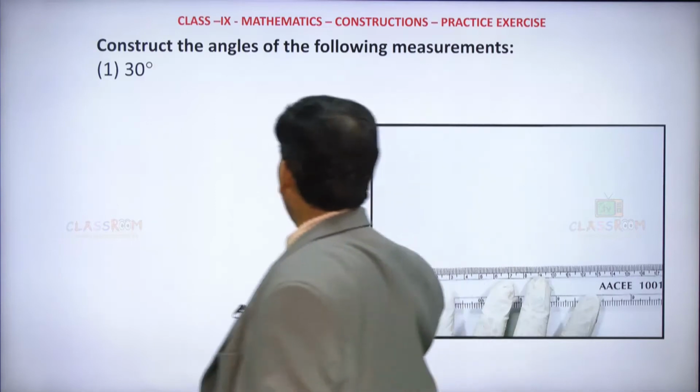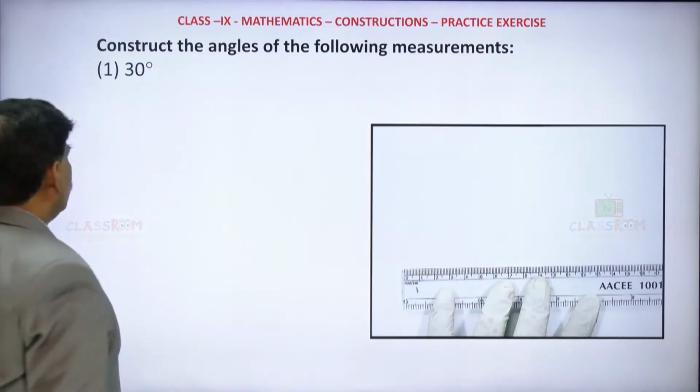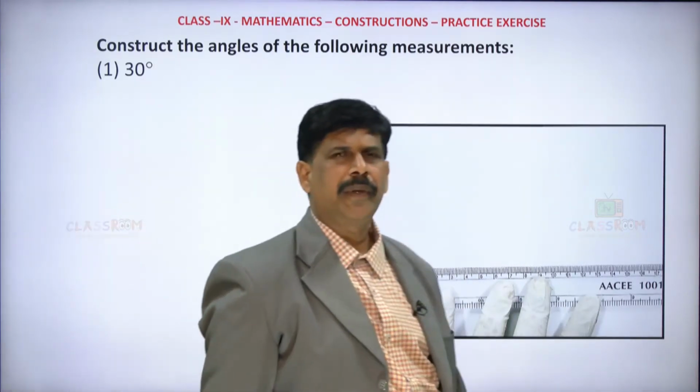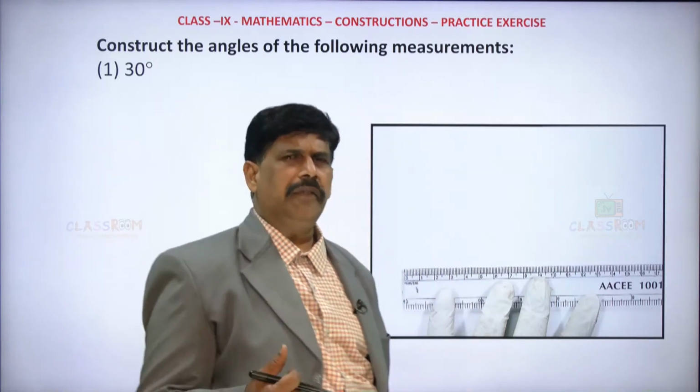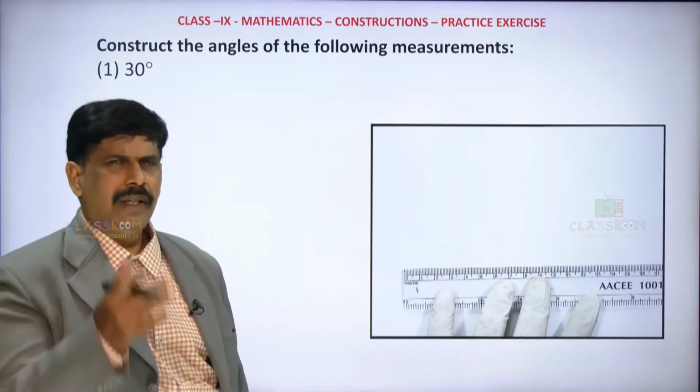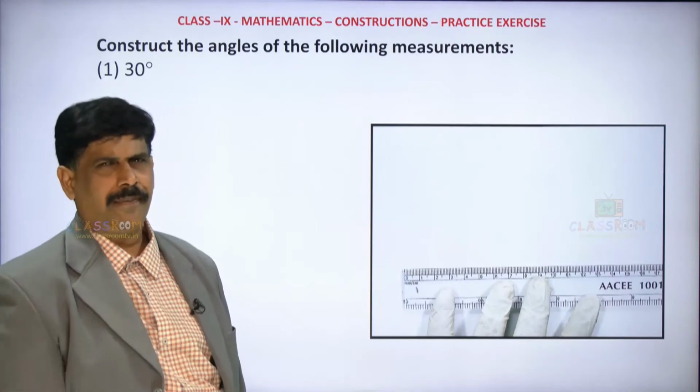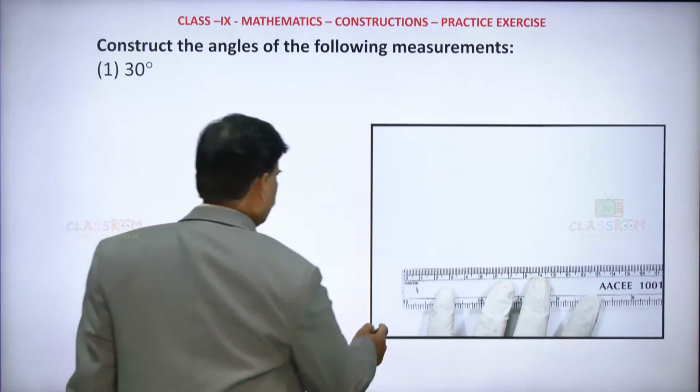So construct an angle of the following measurements, that is 30 degrees. So how to draw 30? We know how to draw 60. The bisector of 60 is 30. Clear? Let us see the construction now.